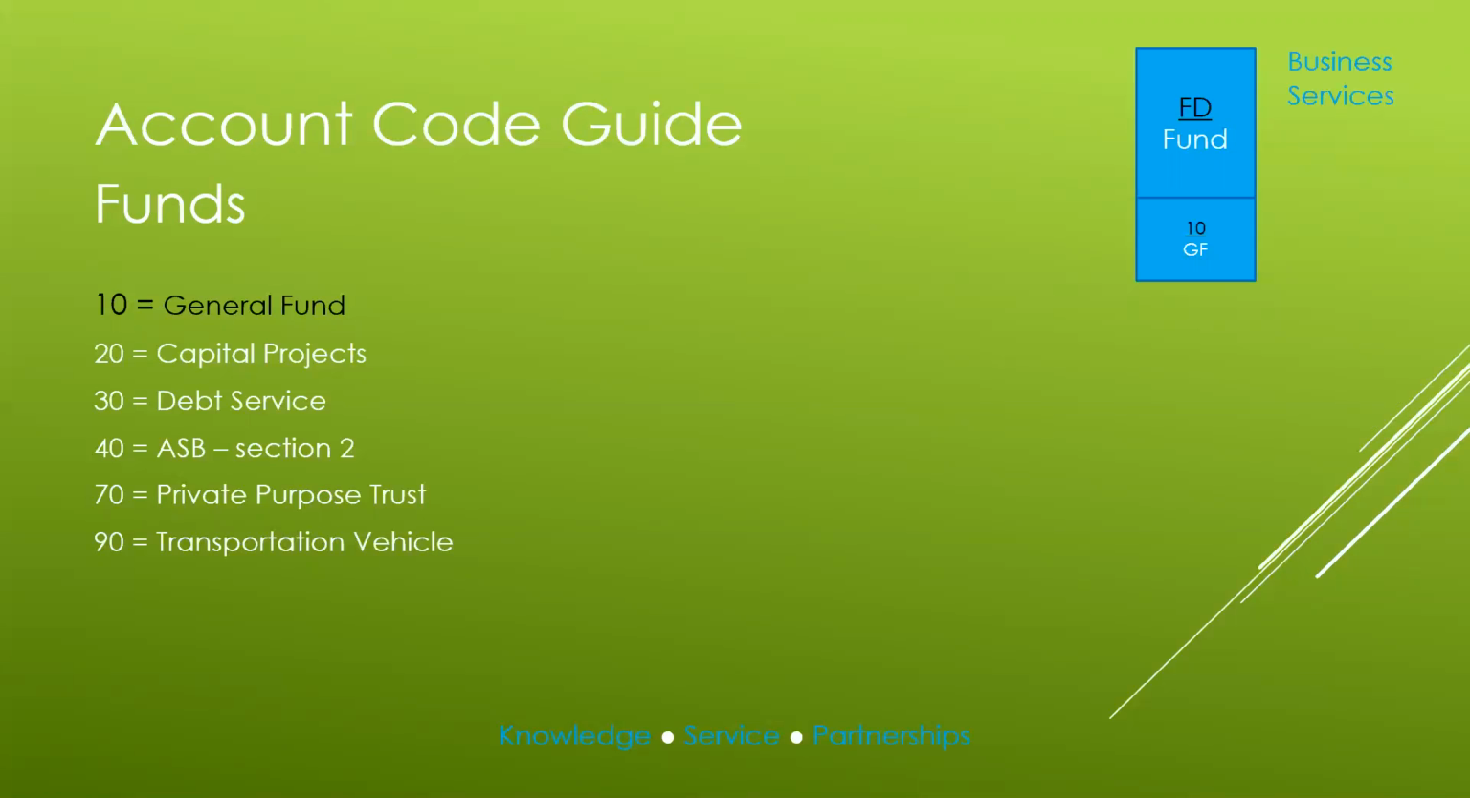We've got more information about the codes in section 2. It also has 29 digits, but we really just have to know the program and location for ASB. Private purpose trust is where we have scholarships and invested funds, and transportation vehicle is where we buy buses.